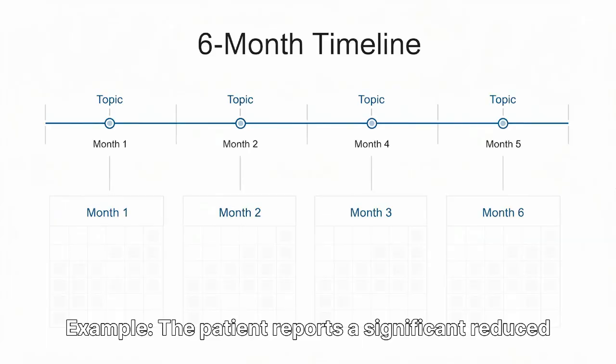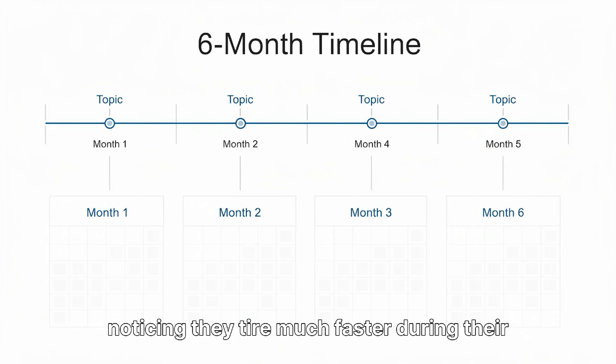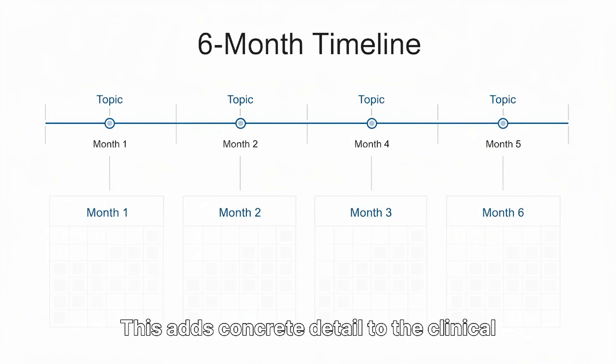Example: the patient reports a significant reduced exercise tolerance over the last 6 months, noticing they tire much faster during their daily walk. This adds concrete detail to the clinical report.